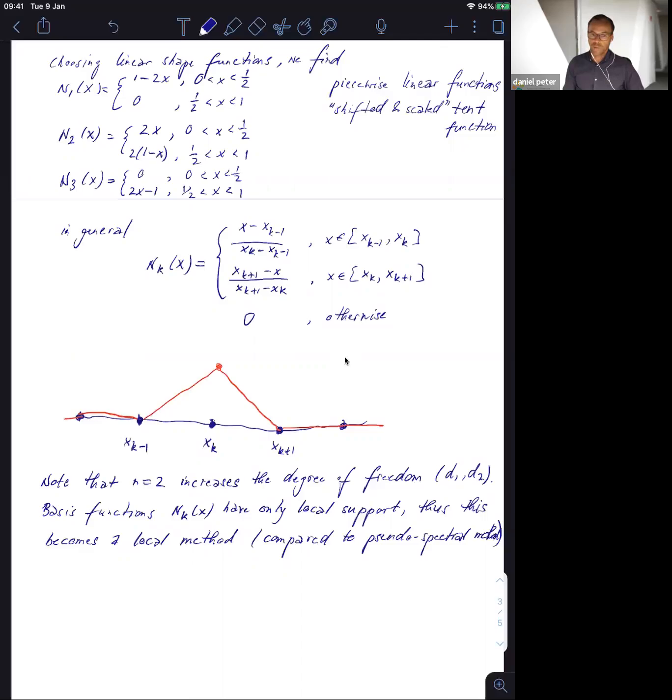So local methods often have the advantage that they are easier to parallelize, because at the end we only need to exchange a bit of information from one neighboring partition to the next when we split these up, whereas a pseudospectral method needs to exchange all the information to all other domains. So local methods are less intensive in terms of communication of information, and they only need to exchange information with the neighbors.